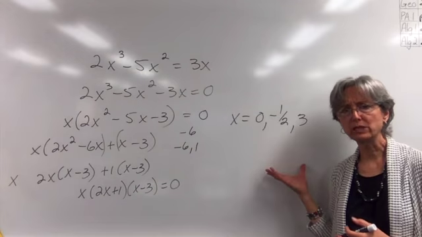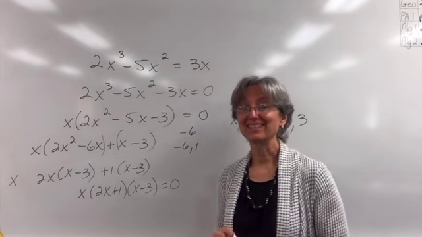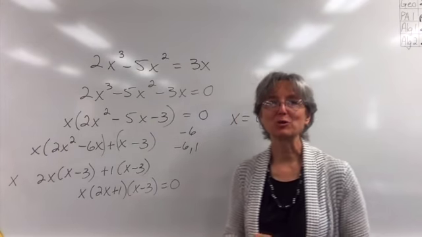Why did I have 3 zeros? Because this was a cubic polynomial. That tells you how many solutions you're going to have in total.